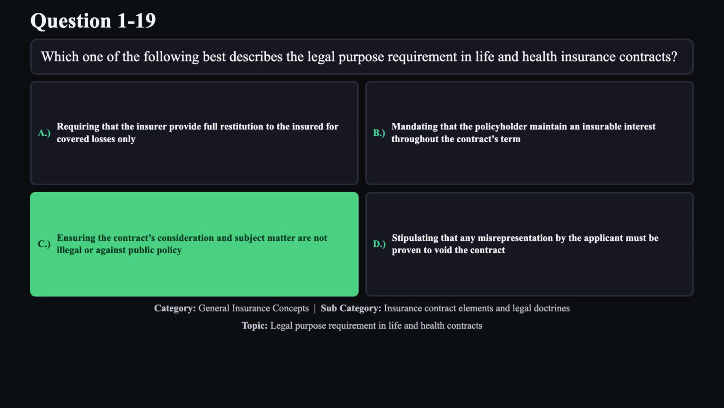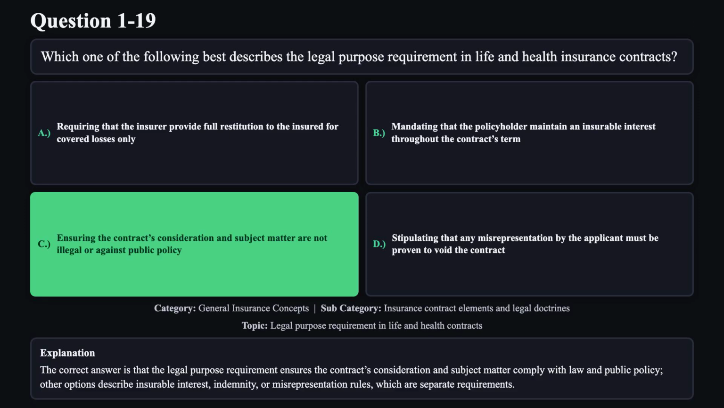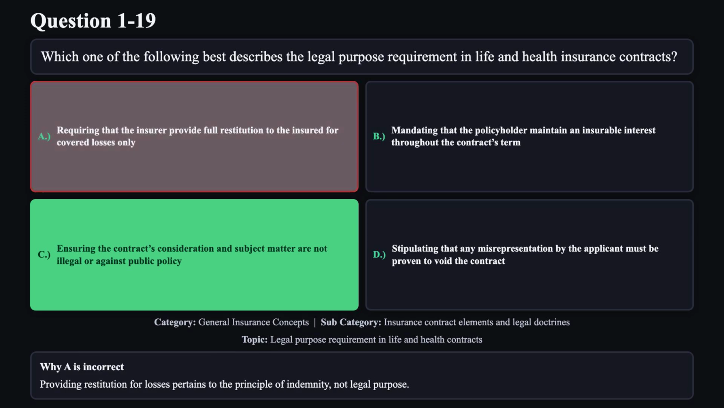The correct answer is C. The correct answer is that the legal purpose requirement ensures the contract's consideration and subject matter comply with law and public policy. Other options describe insurable interest, indemnity, or misrepresentation rules, which are separate requirements. Reason A is not correct. Providing restitution for losses pertains to the principle of indemnity, not legal purpose.